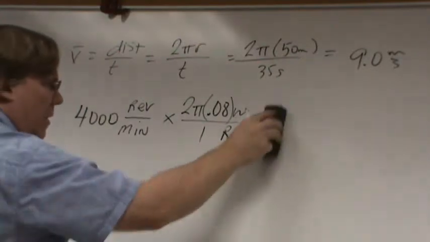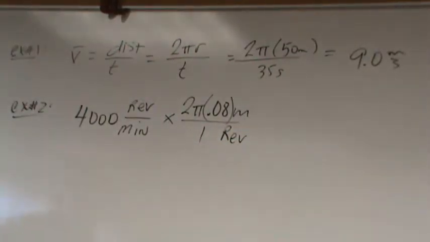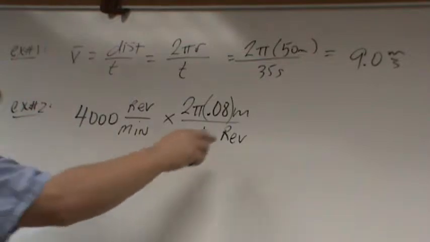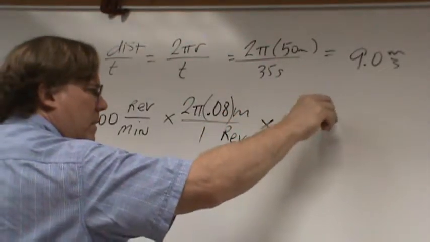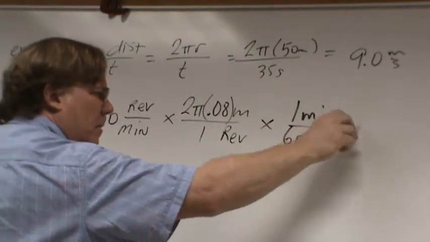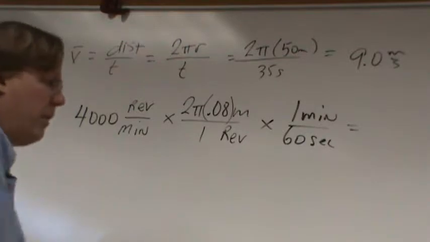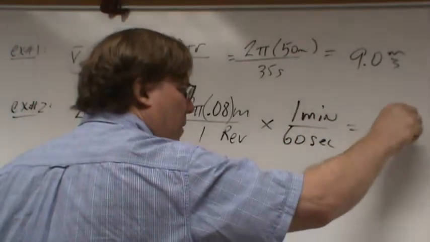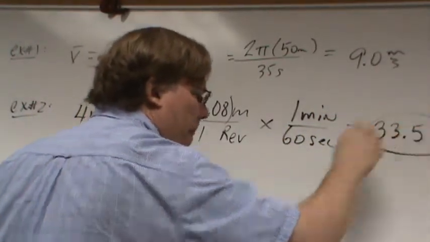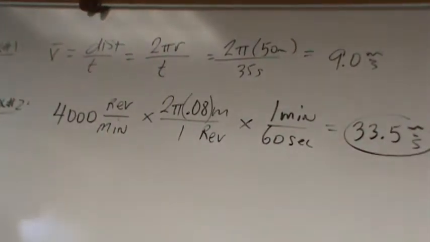So now I've got meters instead of revolutions, but I still got to get rid of the minutes. So I've got 1 minute is equal to 60 seconds. And now I can multiply and divide. 4,000 times 2 times pi times 0.08 divided by 60. So I get 33.5 meters per second. You guys okay with that?